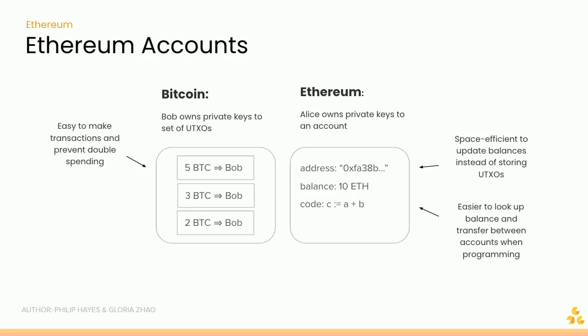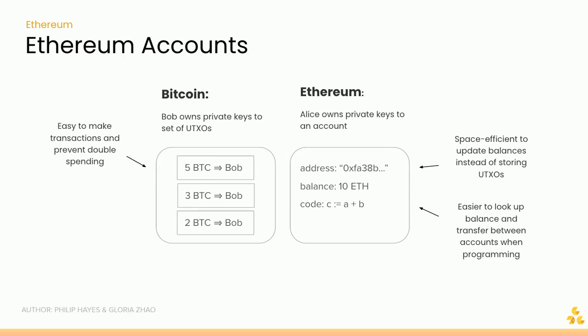And then, so like I just went over, looking at Ethereum accounts, we can look at it in terms of UTXOs here and then account-based model here. So if Bob owns a private keys to a set of UTXOs, it's easy to make transactions and prevent double spending because you know that those UTXOs, those Bitcoins have not been used anywhere else because they're tied into this one UTXO. On Ethereum, where you have a balance, like I said, more like a bank account, it's more space efficient to update balances instead of storing UTXOs every single time a transaction is made.